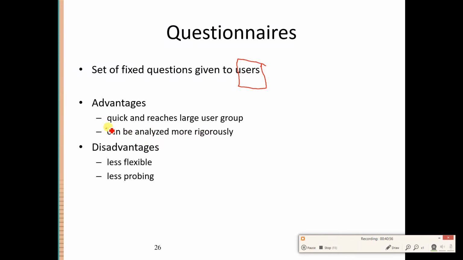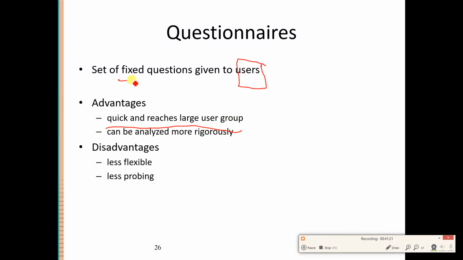More rigorous analysis is possible because we have something recorded, either on paper or on software, so later on we can analyze the answers of the users, and we can come to a conclusion about how multiple users, or a lot of users, are using the system, what their feedback is, and what difficulties there are.